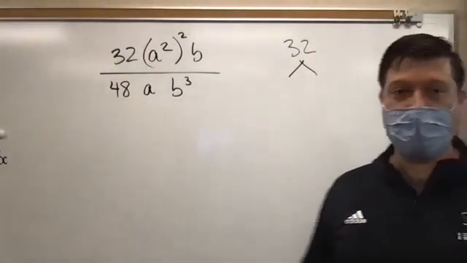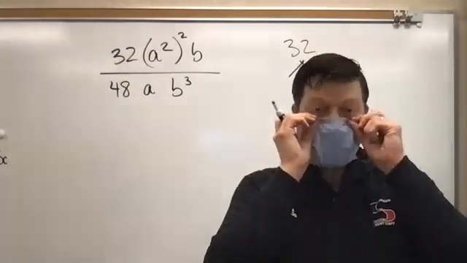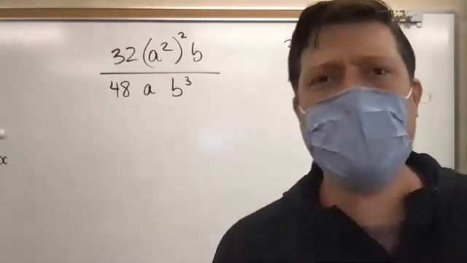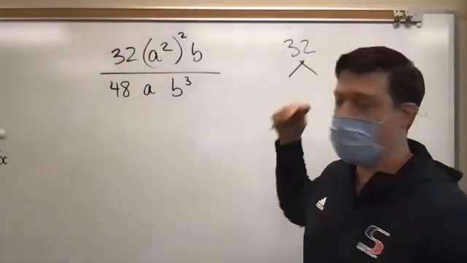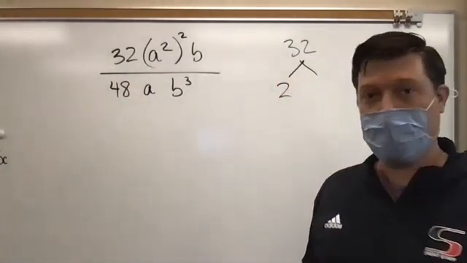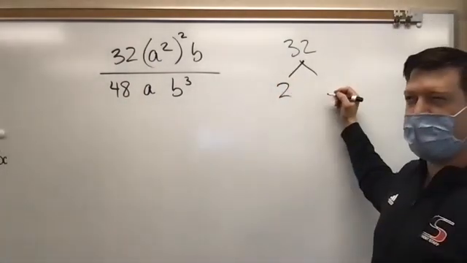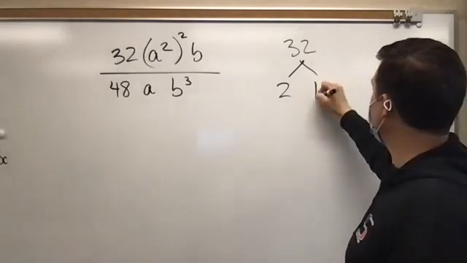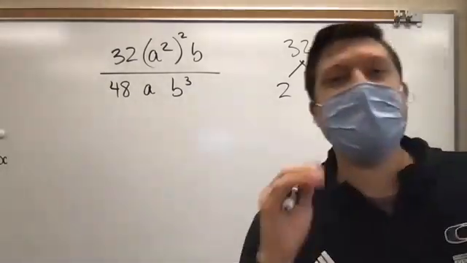32, I'm going to, first of all, think about the ways that I can factor a number out from it. 32 is even, it ends in a 2. So I'm going to divide both sides by 2. That gives us 16. Okay, keep going, right?